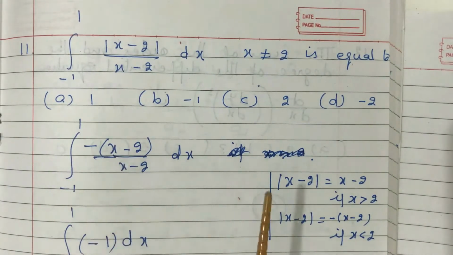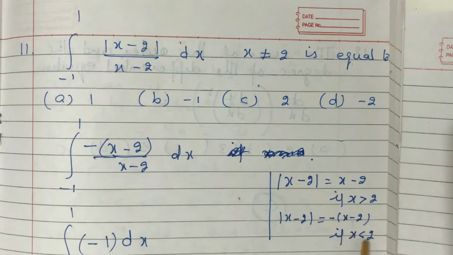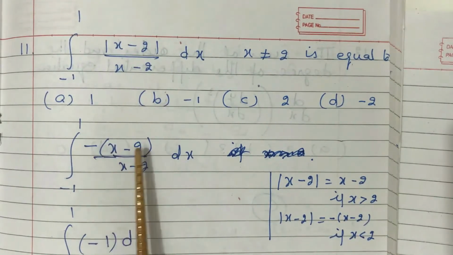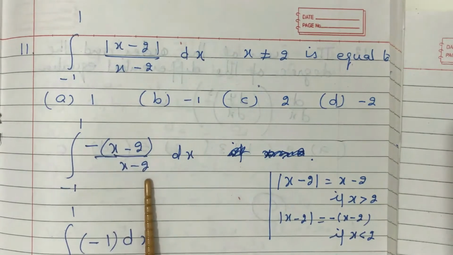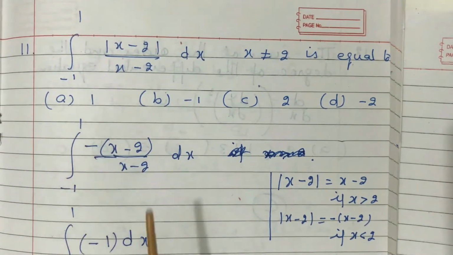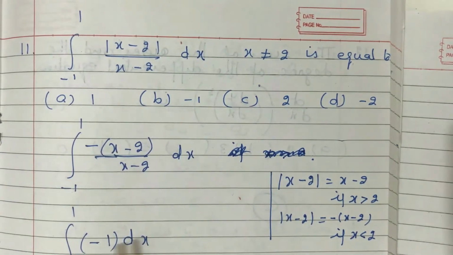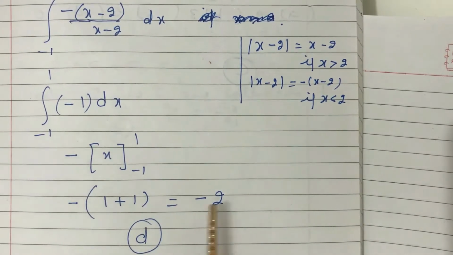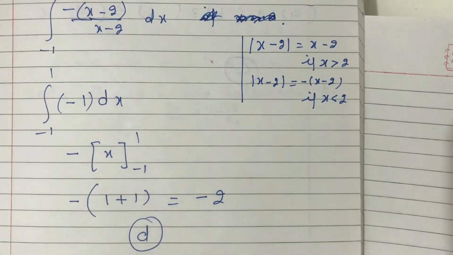Now here mod of x minus 2 is x minus 2 if x is greater than 2, and this is equal to minus (x minus 2) if x is less than 2. So this will be equal to the integral of minus (x minus 2) upon (x minus 2) from minus 1 to 1. This and this cancel. You have minus 1 dx from minus 1 to 1. When you solve this, you will get minus 2, and D is the option.